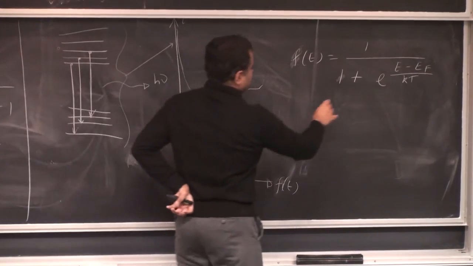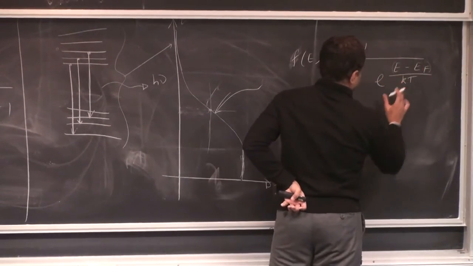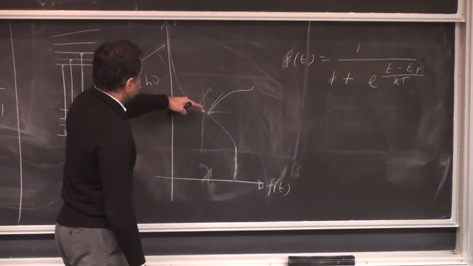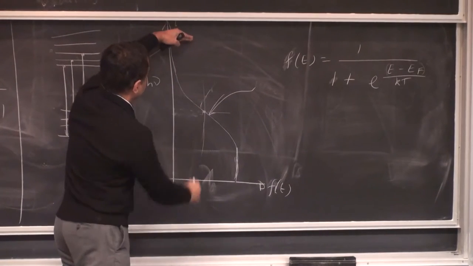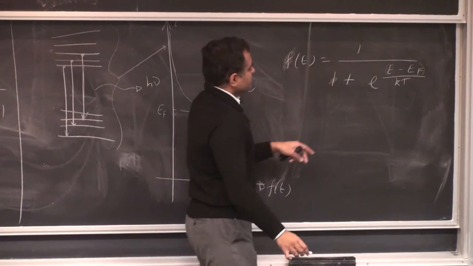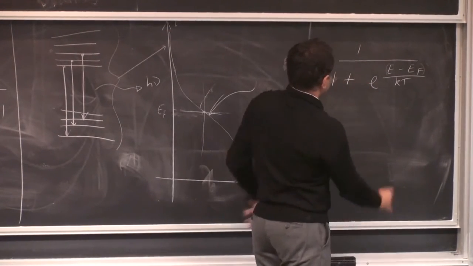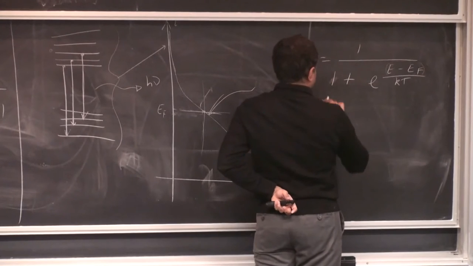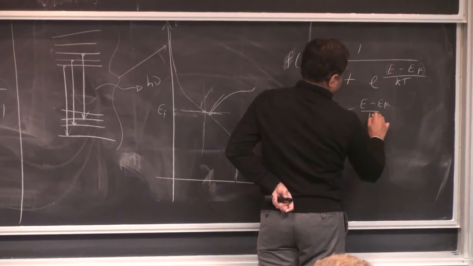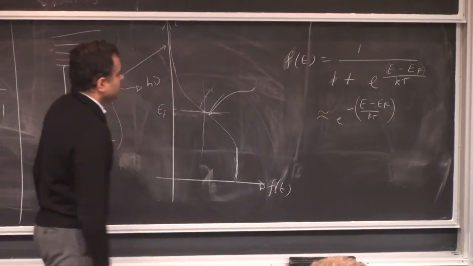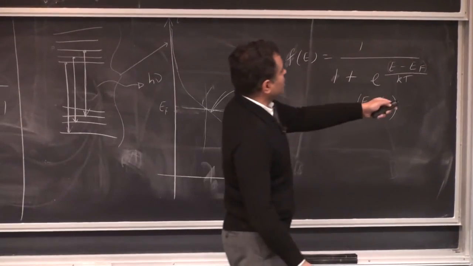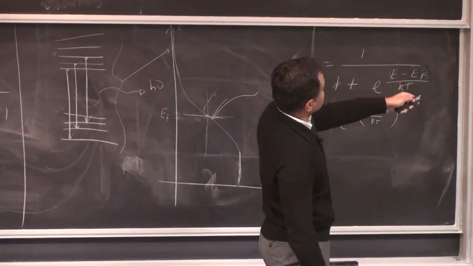So we are looking at a tail where E minus EF is much larger than kT, that is, the energy is much larger than the Fermi energy. And therefore, if e to the power is a large positive number, you can forget the 1, and you get e to the power minus E minus EF over kT, right? So that's the Maxwell-Boltzmann approximation. And so all it means is you have the probability function decaying like an exponential.